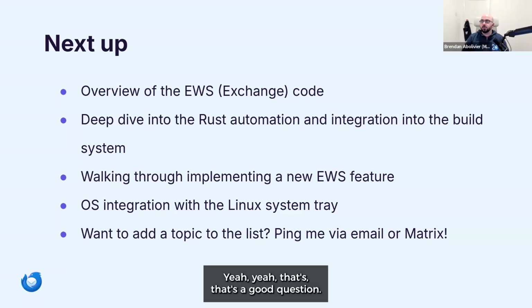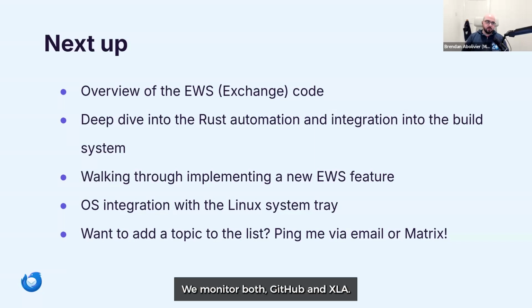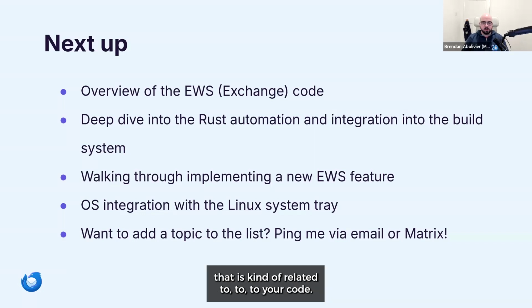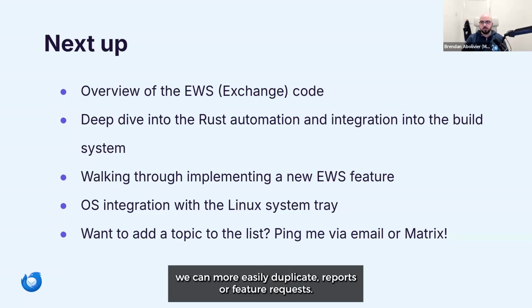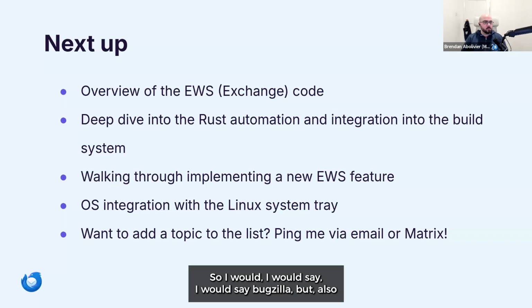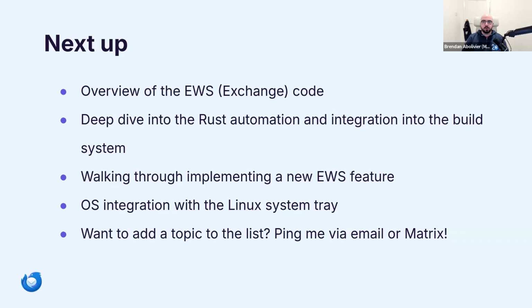Yeah, that's a good question. We monitor both GitHub and Bugzilla. I think ideally Bugzilla is a good central place for us to track everything that is related to our code, and that way we can more easily find duplicate reports or feature requests. So I would say Bugzilla.